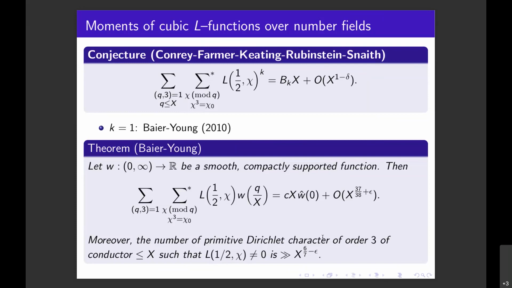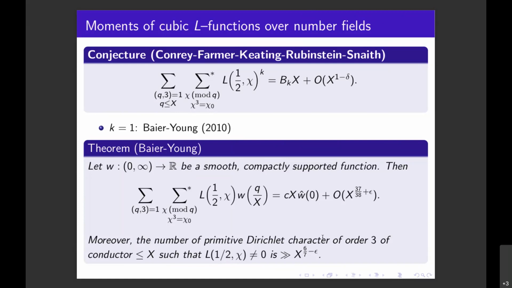And using their approach, we can conjecture that the kth power of L(1/2, chi), when we sum over primitive cubic characters mod q, and we also sum over the conductor q, which goes up to size roughly x, then actually these moments do not grow. So they are asymptotic to some constant b_k times x, and then we have some power saving error term.